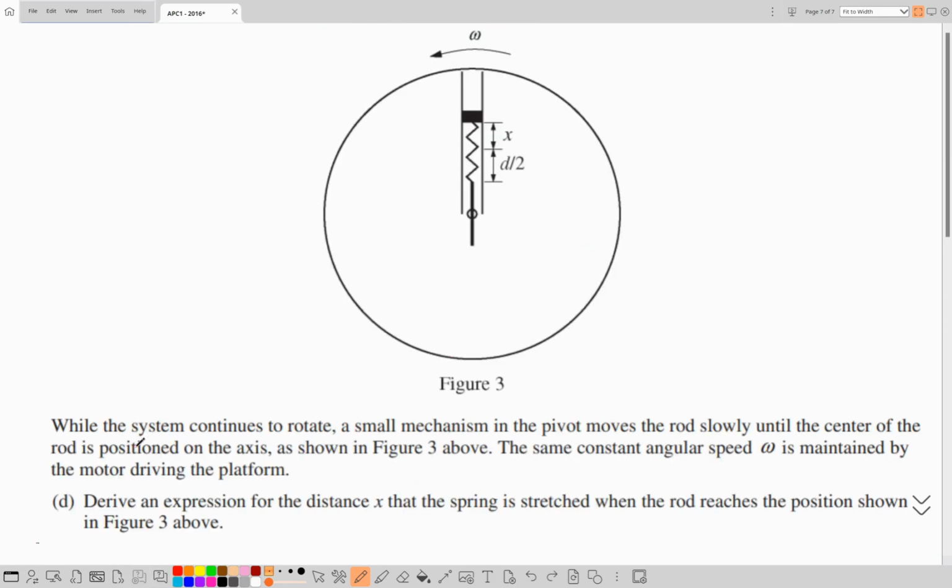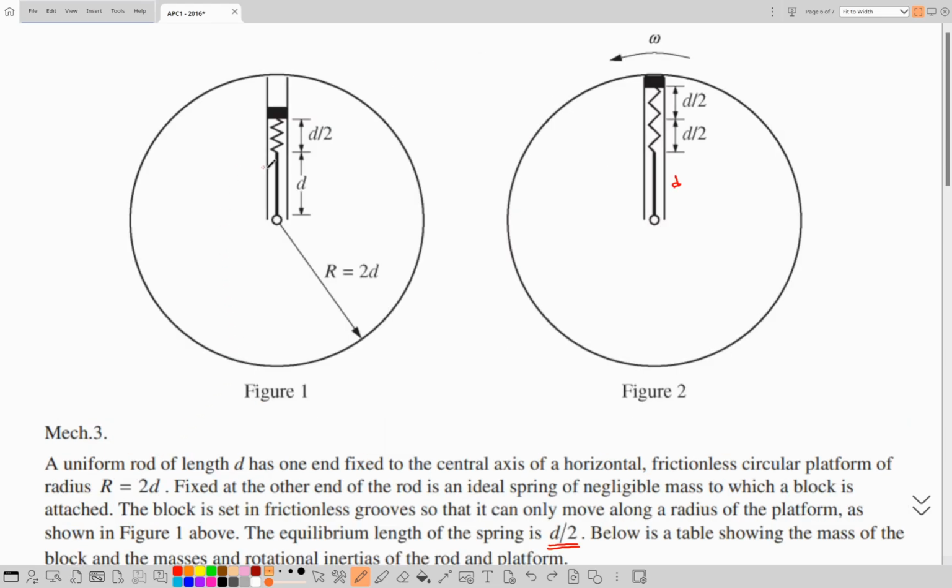Now in what follows, they're telling us while the system continues to rotate, a small mechanism in the pivot moves the rod slowly until the center of the rod is positioned on the axis as shown in figure 3 above. This is important, until the center of the rod. If you remember carefully, this is the rod and the length of the rod is given by d.